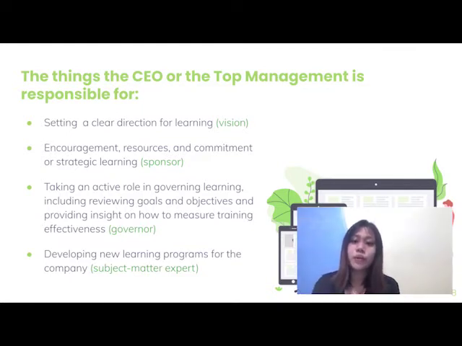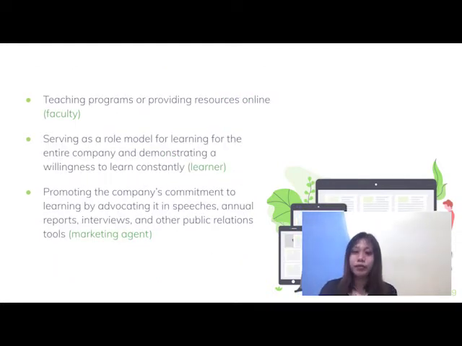4. Developing new programs for the company: subject matter expert. Here, the top management develops new programs for the employees and managers of the whole company or organization. 5. Teaching programs or providing resources: faculty. Here, the teaching of the programs developed by the subject matter expert is happening. The company provides the employees the resources that they might need.